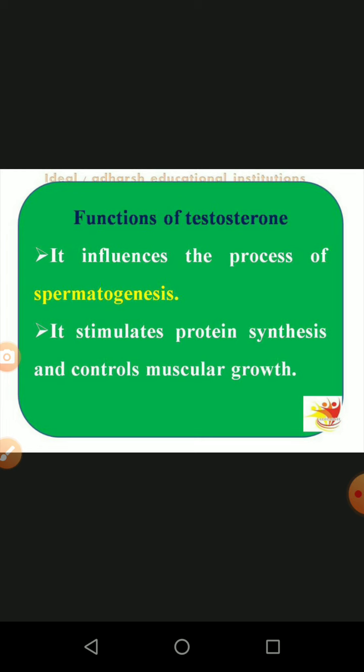First, it influences the process of spermatogenesis. Spermatogenesis is the formation or production of sperm cells from the testes, which begins after adolescence of a person. Then it stimulates protein synthesis and controls muscular growth. The sperm cell consists of a large quantity of protein, so testosterone stimulates protein synthesis and controls muscular growth.